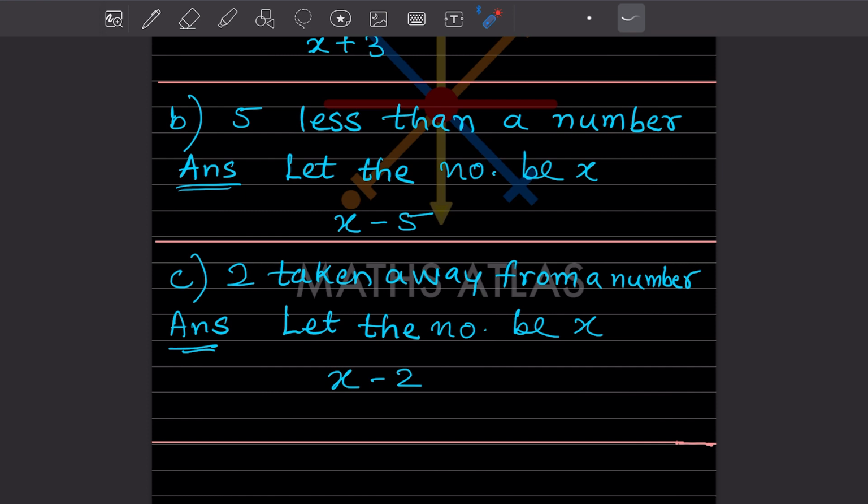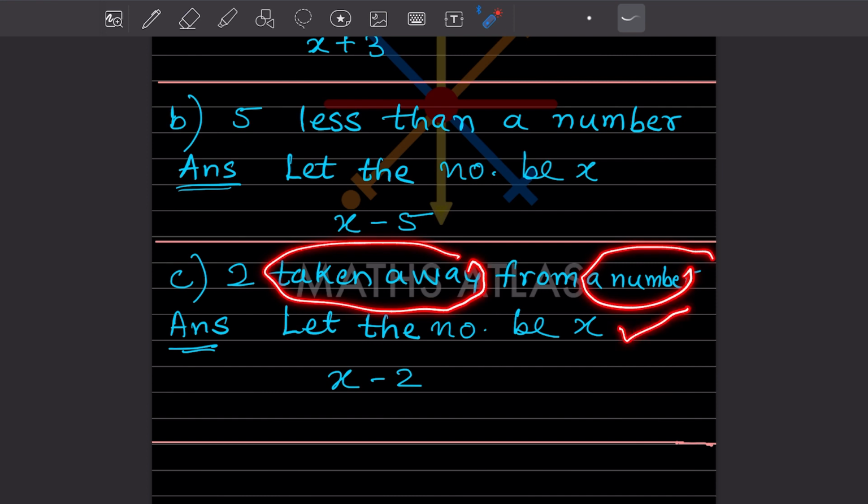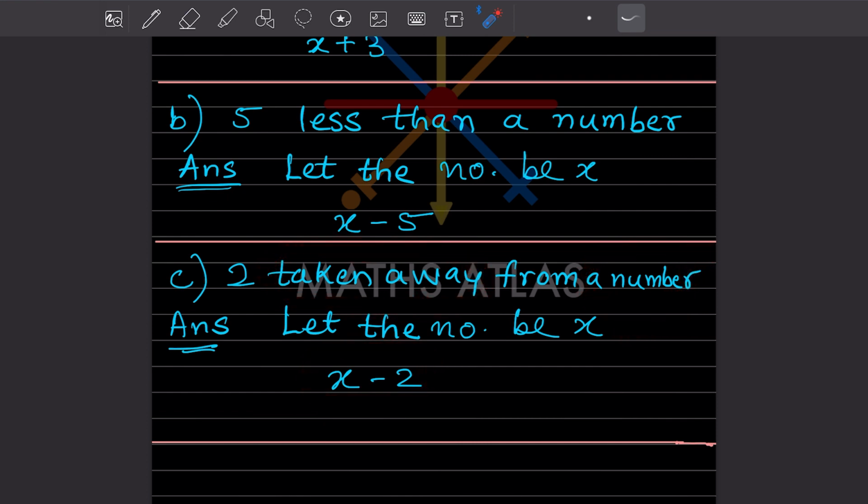Now here this third one, they said 2 taken away from a number. Again here, let the number be x. Okay, and taken away means this is going to be subtraction. So x minus 2. And here you'll say, why should I write this step and all this? Maybe in some cases they won't expect this step. But in maths, whenever you do any problem, the more the steps, the fewer the mistakes. If you write 1 or 2 steps more, it hardly takes a half minute or 1 minute max. So don't try to cut down the steps.